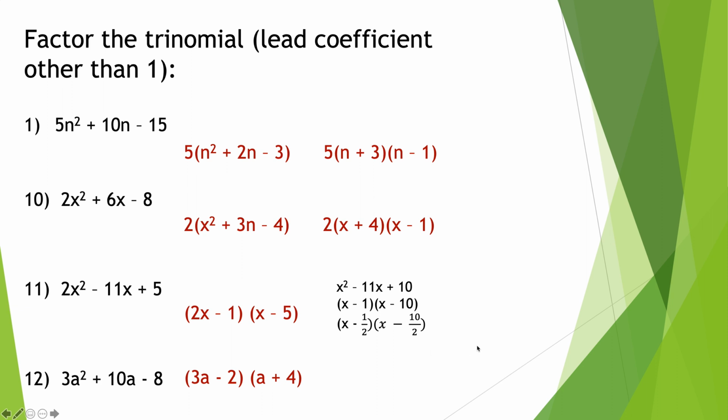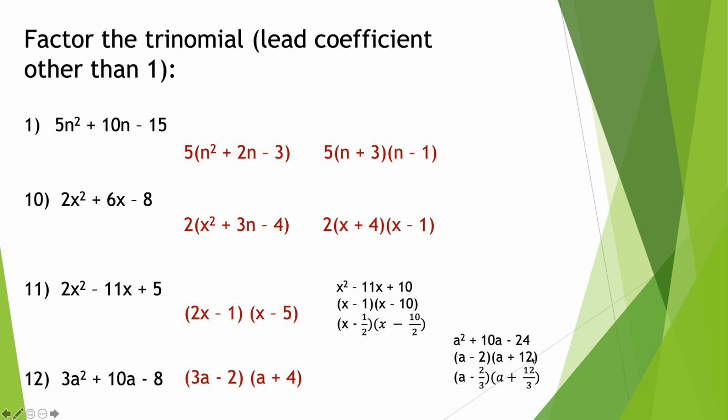How did I come up with that solution? Well, since there's no greatest common factor, I'm going to take the 3, that lead coefficient, and multiply it by the last term. That will give me a squared plus 10a minus 24, because the negative 8 times 3 is negative 24. Then I factor that, and I get a minus 2 times a plus 12.